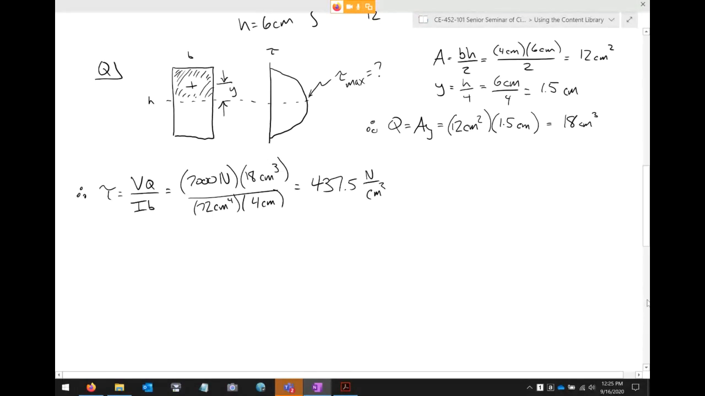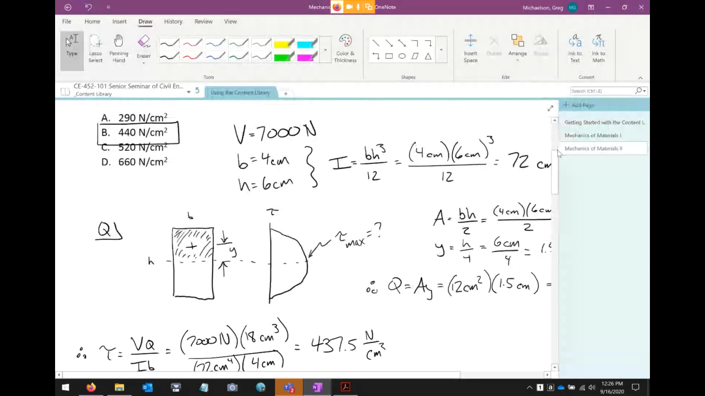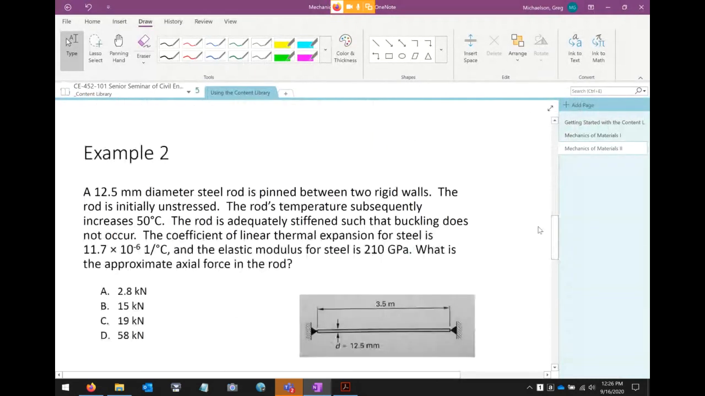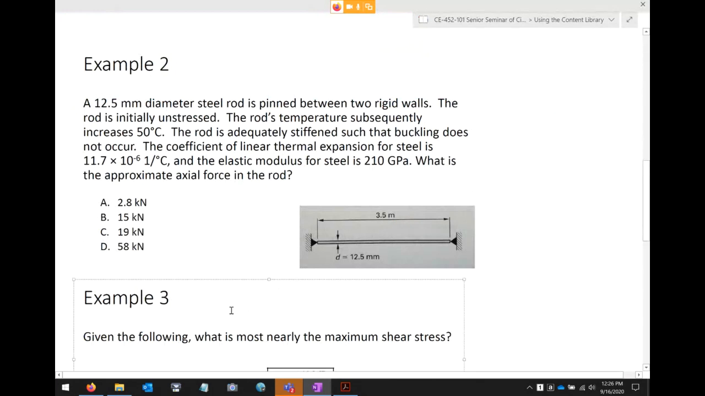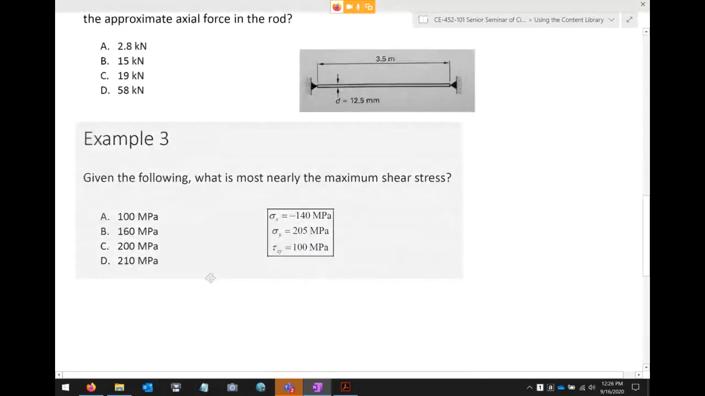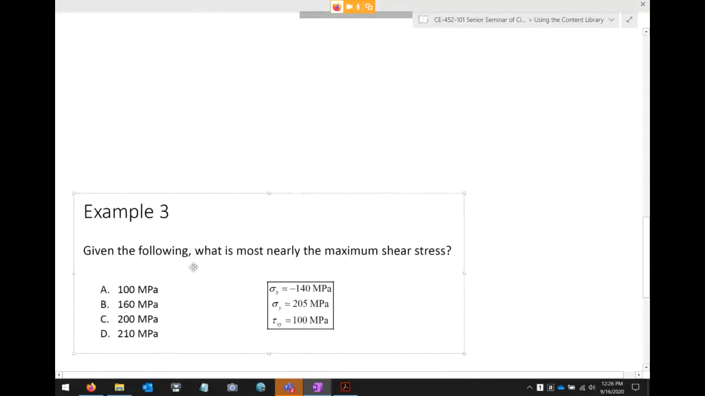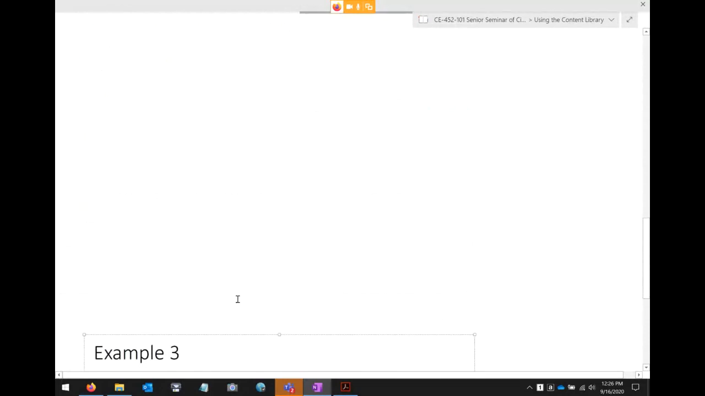Okay, so let me go down a bit. Man, is my screen frozen or something? There we go, that's a little better. Oh, I need to move that down. That's my next example. Down it.